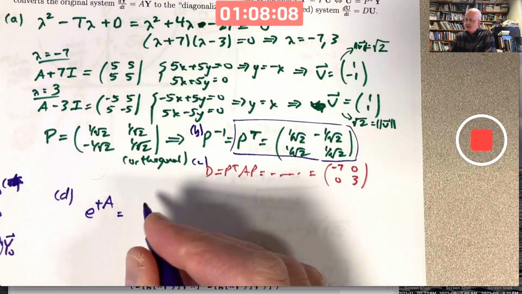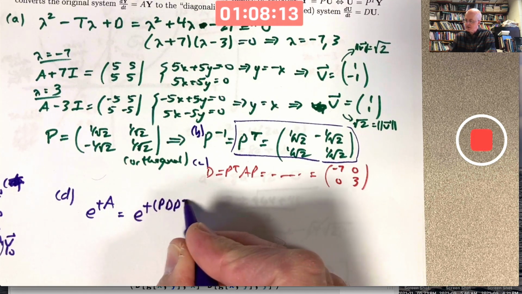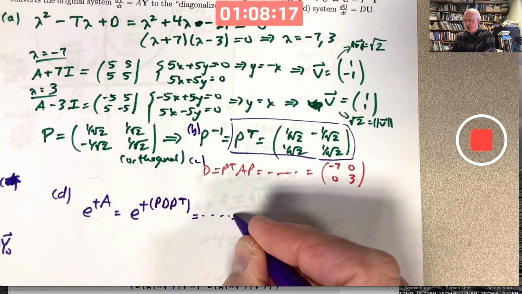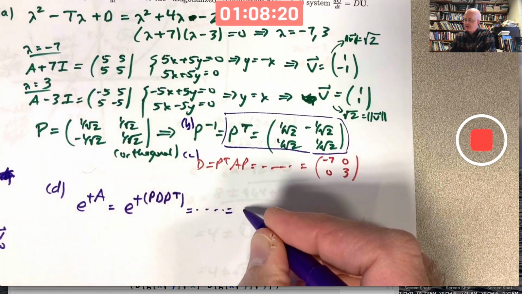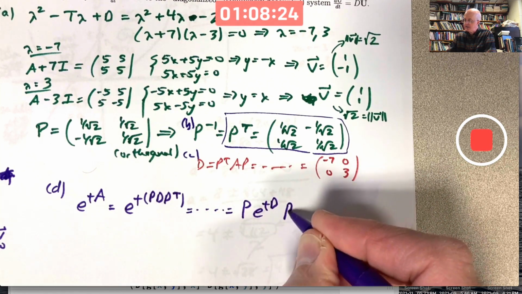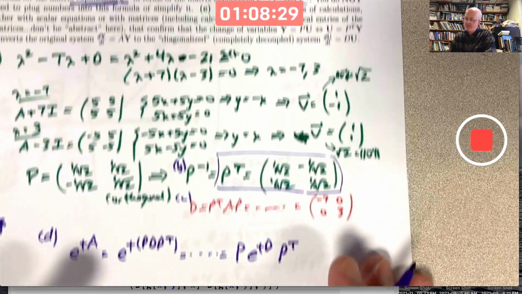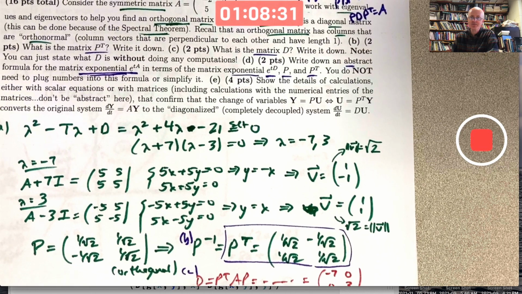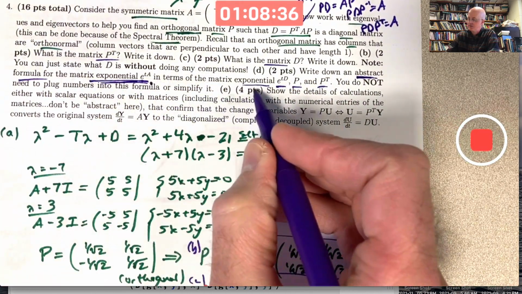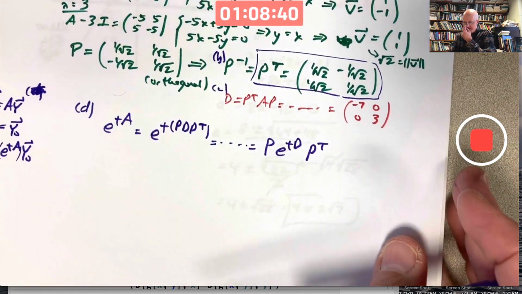So what I can do is replace the A with PDP transpose. And it turns out through some theory that takes proof that this ultimately ends up equaling P times e to the tD times P transpose, which again is P inverse. And that does it, actually. That's an abstract formula for this matrix exponential in terms of these matrices. That is all you need to do to solve part D.